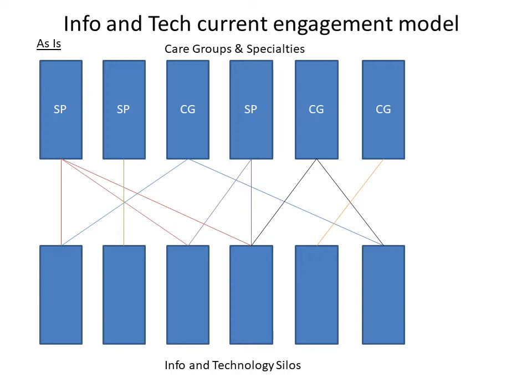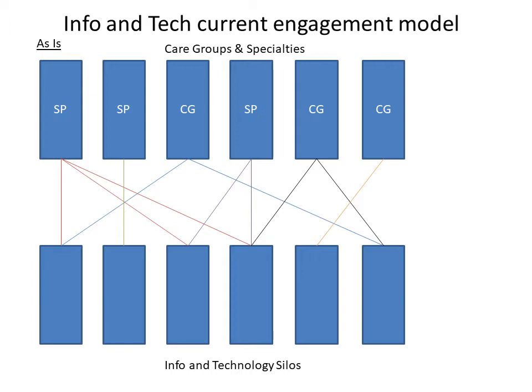So currently, in my view, the information and technology engagement model, the engagement model for DIS, is exemplified on this diagram. On the top, we have current care group specialties. It could be a corporate department, a care group, whatever. And at the bottom here, we have the different technology, information and technology silos in the DIS departments.